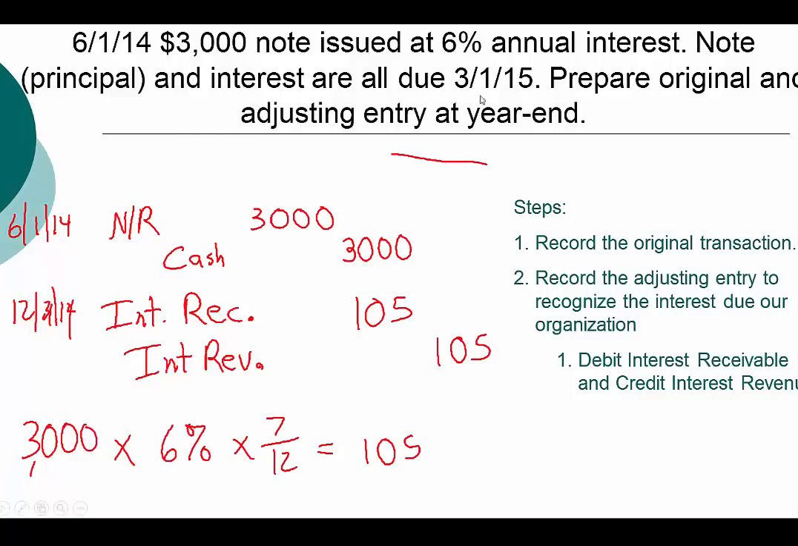See, it says interest are all due 3/1/15. So we're going to debit interest receivable since we didn't receive it. It's actually a receivable, so we'll debit that. It's an increase to that account, meaning that we will receive it. And we also credit interest revenue because it is income for us at that point in time. So that's our adjusting entry, and we've completed what this one is looking for.